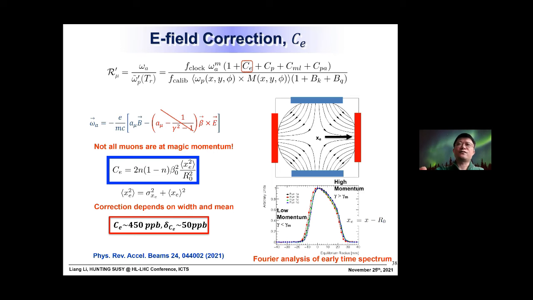So this is the E field correction. I do not have time for this, so I will probably skip that. Basically, the details are in this paper. So this is the high order corrections, and this is one of the many high order corrections we measure in our experiment.